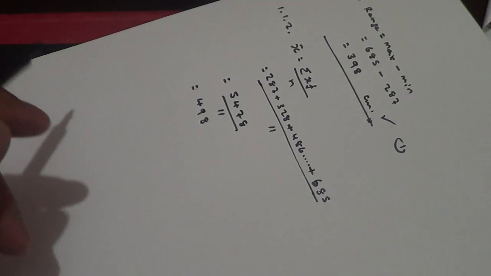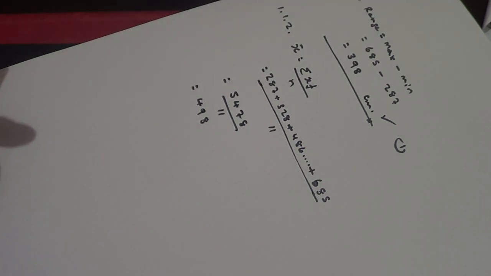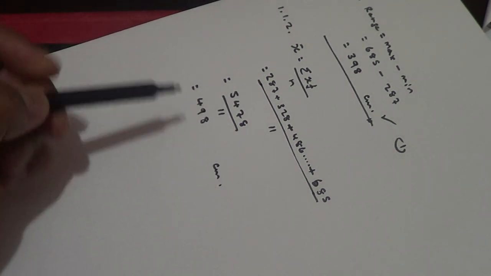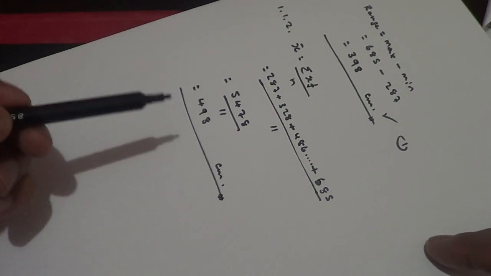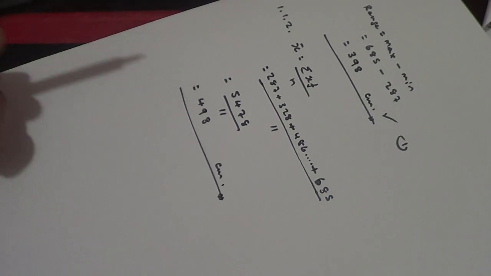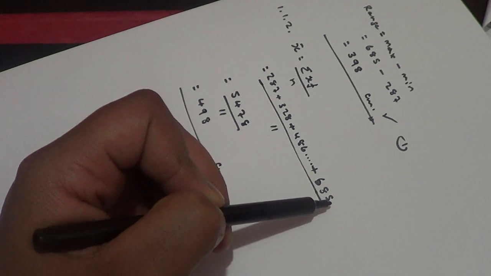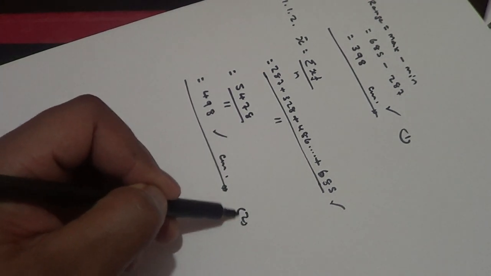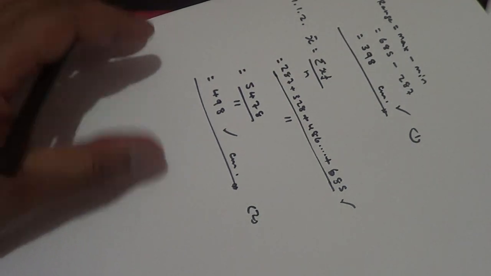Okay. Not a problem. So the mean is 498 centimeters, basically. All right. Not a big deal. So 2 marks, I believe. If you think about it, the substitution in that answer, probably this is where those marks are sitting.